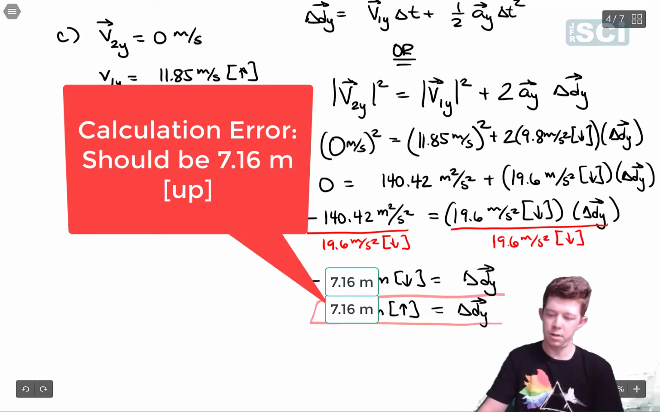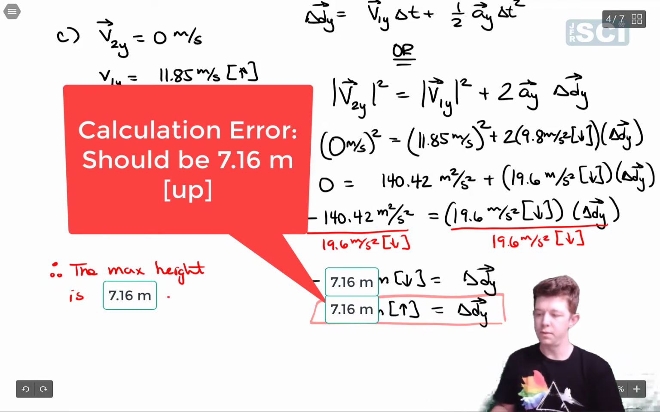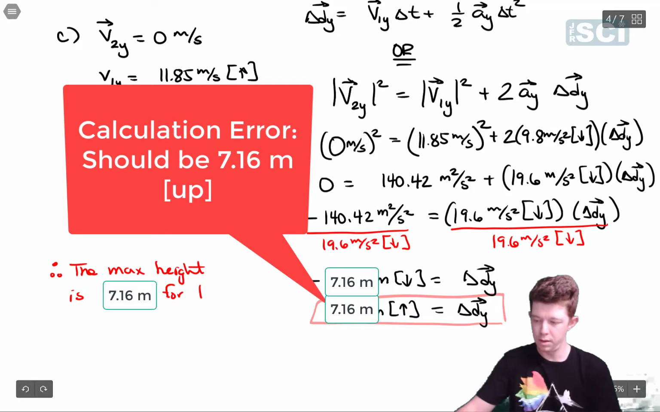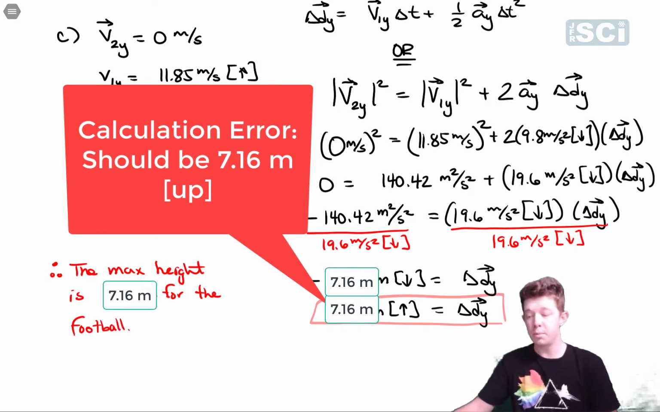So this football hits a height of 14.32 meters. The max height is 14.3 meters for this football. Okay, so that's the solution to example number 2. If you require some additional assistance on this, please don't hesitate to reach out to me.